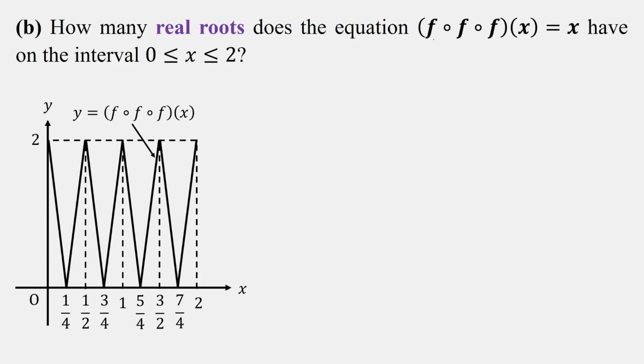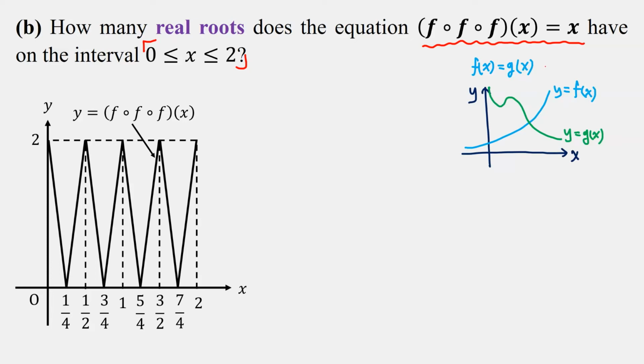And now the second problem, how many real roots does this equation have on this interval? First, let's consider an equation, f(x) = g(x). The roots of this equation are simply the x-coordinates of the intersection points between the two graphs y = f(x) and y = g(x). So similarly, the number of real roots of this equation is equal to the number of intersection points between the two graphs, y = left-hand side and y = right-hand side.